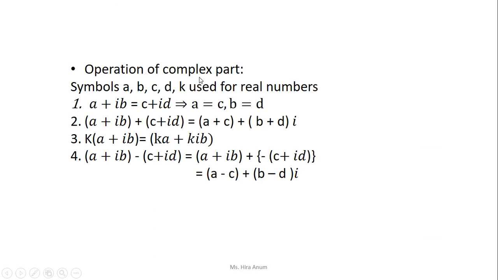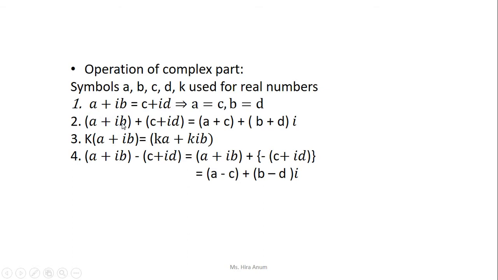Operations of complex numbers. In complex numbers we have a, b, c, d and k as real numbers, but if iota is attached to a number, it becomes an imaginary number. If a plus iota b equals c plus iota d, then a equals c and b equals d. If both complex numbers are equal, then real part equals real part and imaginary part equals imaginary part.